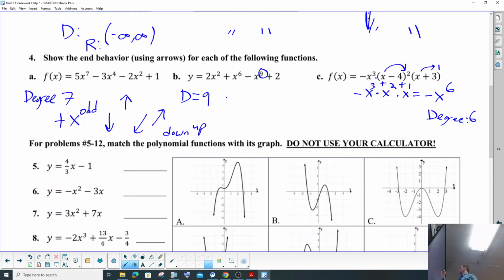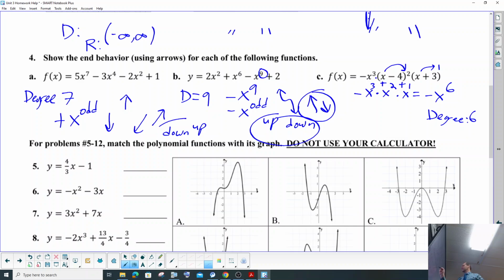Okay, next one is negative x to the 9, which is negative x to the odd power. And that's going to go the opposite direction, right? So that's going to be up and then down. You could also write up like that and down like that. Cool. So those are our answers there. Any one of those is correct.